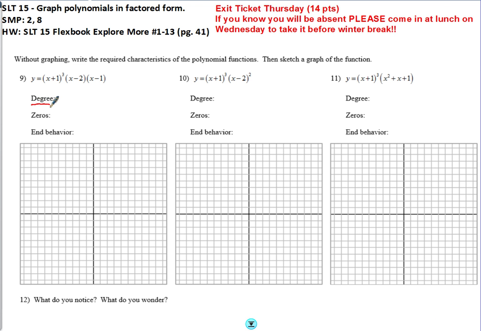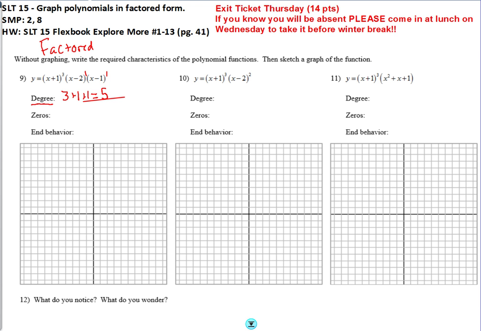The first thing that we're looking for is the degree of this polynomial. And the way that you find a degree when it's in factored form, okay, so we'll talk about the difference between factored form and standard form. But factored form is when you have x plus something times x minus something times x minus something. So the way we find the degree is simply to add together all of these exponents. So your degree is going to be 3 plus 1 plus 1, which is 5. So your degree for the first one is 5, and you get that by adding together all of the exponents.